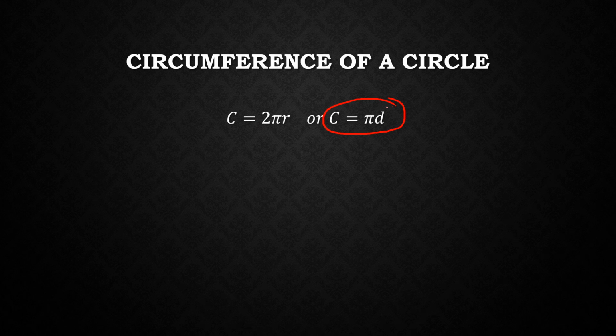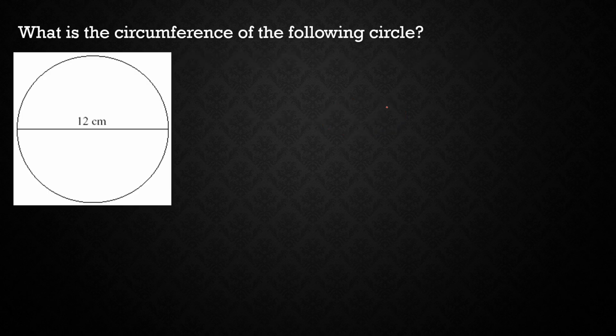So I'm going to use that circumference equals pi times diameter, which means that if I'm given a problem where I have the radius, all I need to do is multiply my radius times 2 or double it to get my diameter. All right, first question.